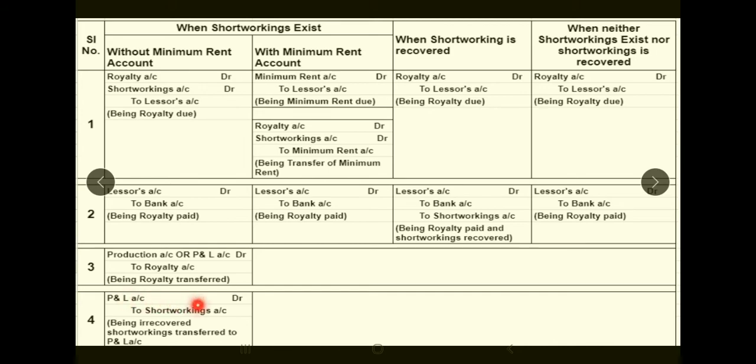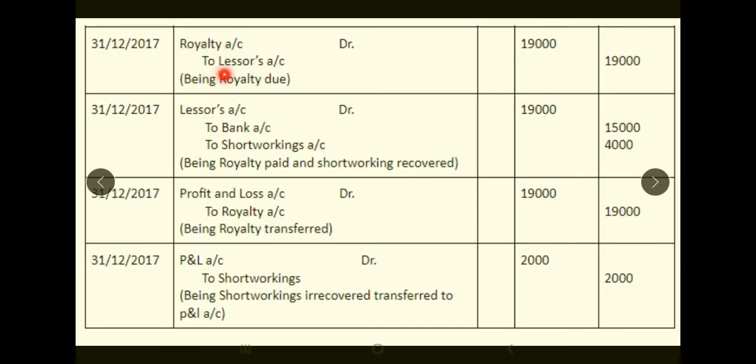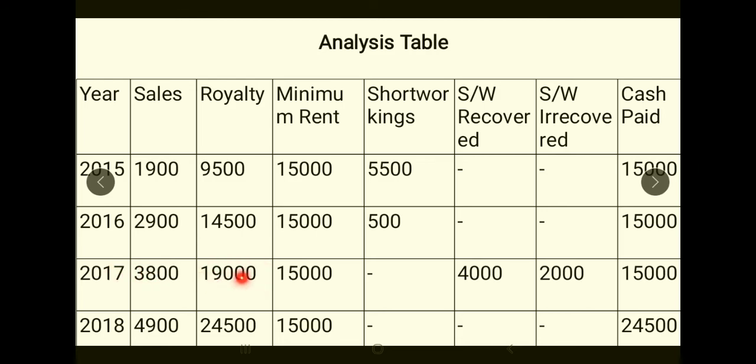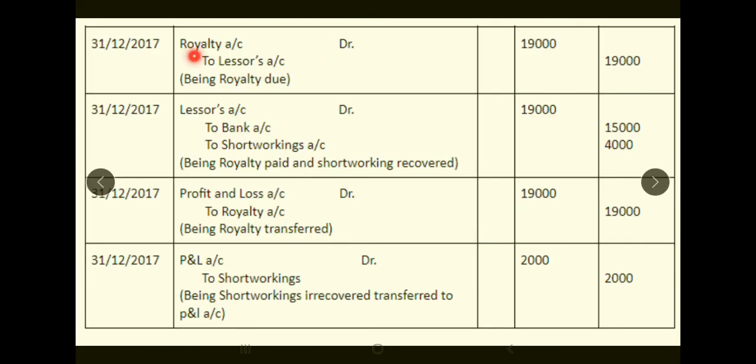And a fourth entry you are also supposed to write for 2017 because there is short workings irrecovery. So you can see royalty to lessor, lessor's to bank to short workings, P&L account debtor to royalty, P&L account debtor to short workings. Now, what is the amount that you are supposed to write here? The royalty amount. How much is royalty for 2017? Royalty is 19,000 and recovery is 4,000. 15,000 is paid. So royalty is 19,000. You write the same amount here in the first entry, 19,000. Lessor's account debtor 19,000, you'll write the same amount.